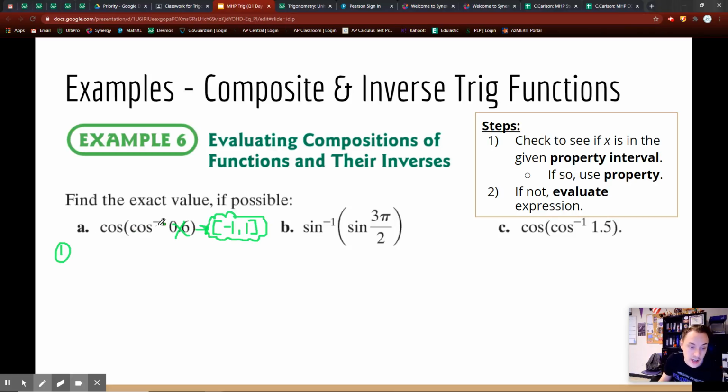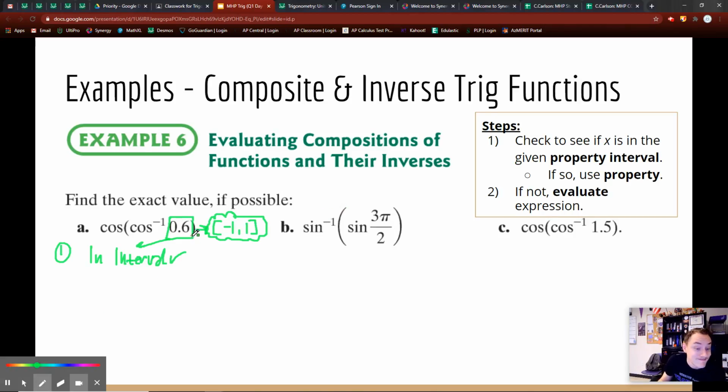When it looks like this, cosine of inverse cosine of 0.6, what will that equal? Well, since 0.6 is in the interval, it is within this range interval. Because it's in the interval, what's the next step? Use that property. Whoopsie. What does that mean by use the property?